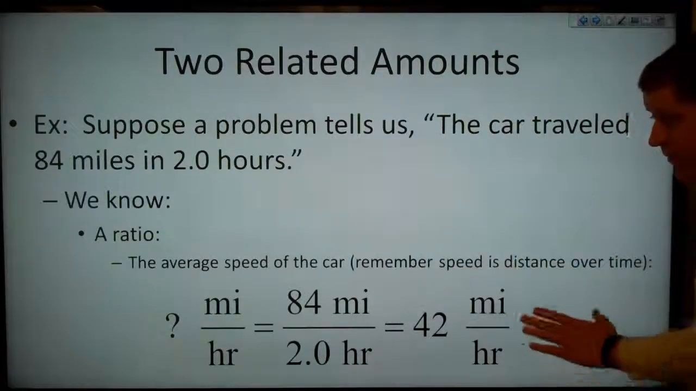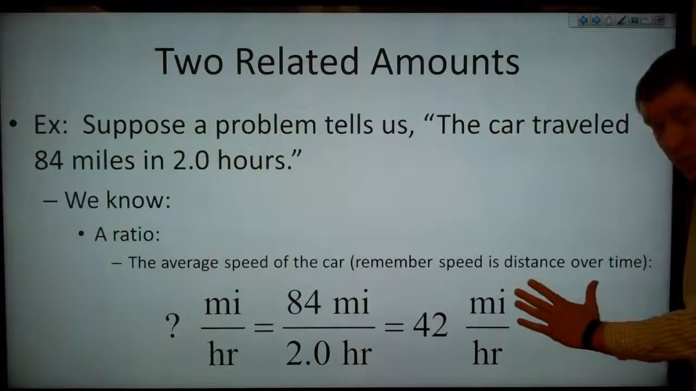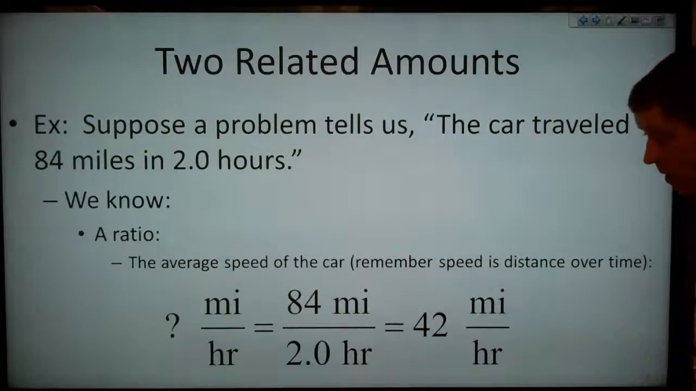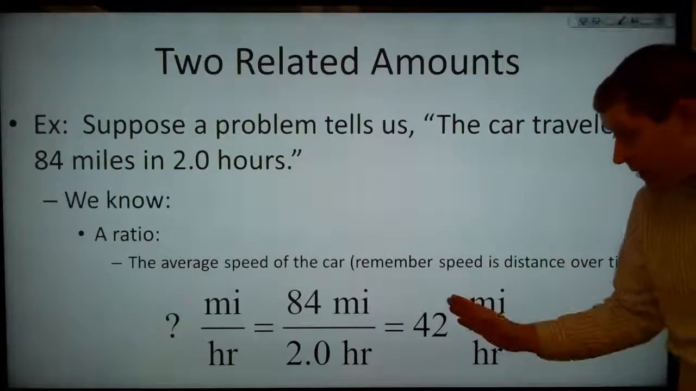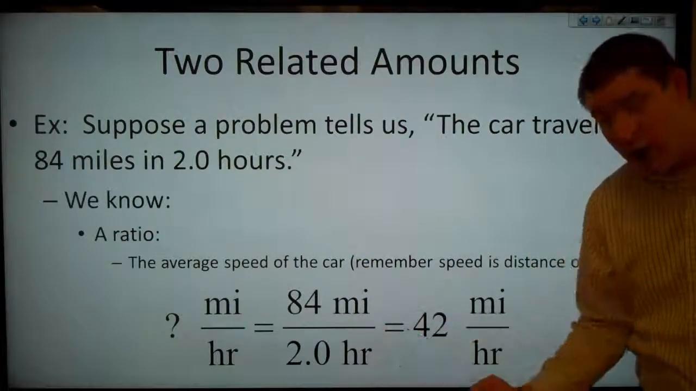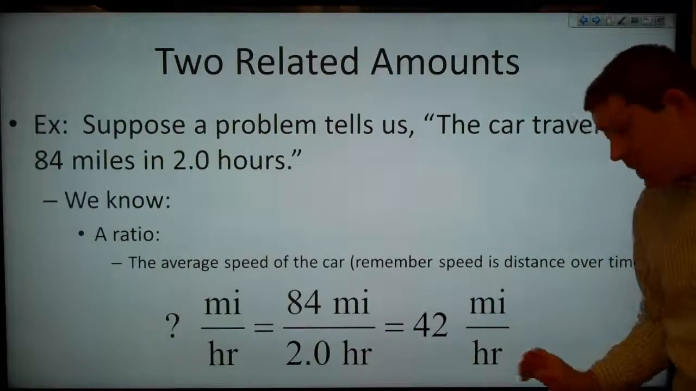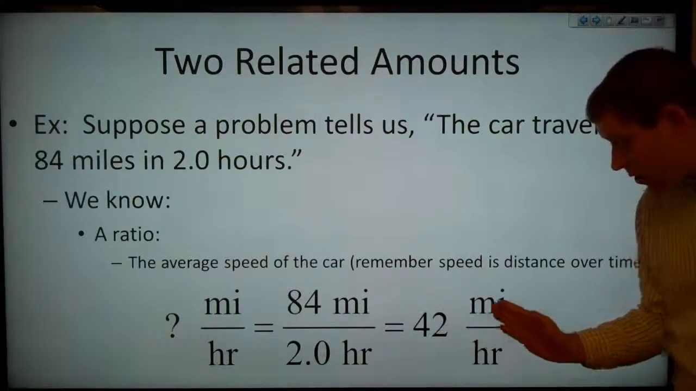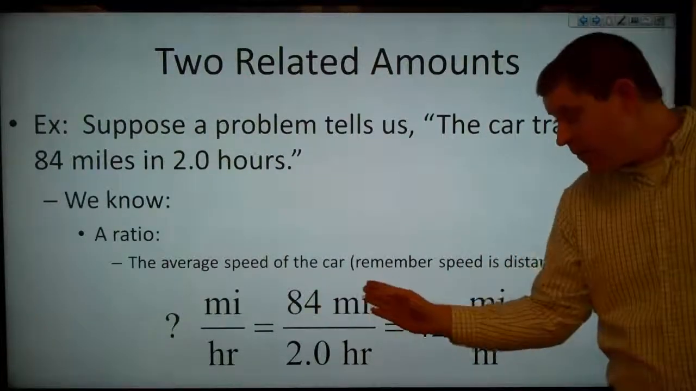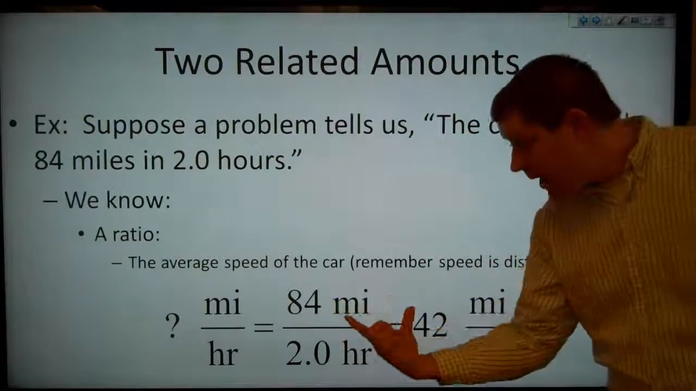We know the average speed of the car. Remember that speed is distance over time, so speed is a ratio. So we know that the average speed of the car is 42 miles per hour. So we have this ratio of 84 miles to 2 hours, or 42 miles per hour. That's a ratio between miles and hours. And we can write that this way as 42 miles per hour. We can write that as 84 miles divided by 2 hours, or we can write that as 84 miles equals 2 hours.